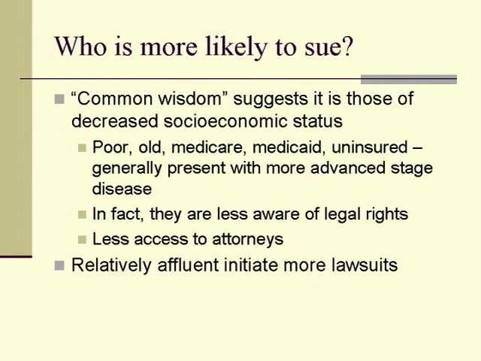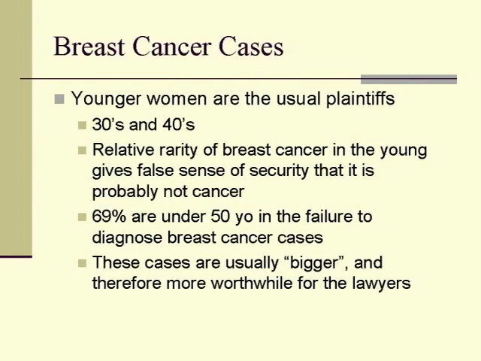Again, in a conversation with a plaintiff's attorney, common wisdom suggests that it's those patients of decreased socioeconomic status, the poor, the Medicare, Medicaid, the uninsured. As we all know, especially here where we're working at Bellevue, they present with more advanced stage disease. But in fact, most of those patients are less aware of their legal rights and have less access to attorneys. So it turns out overall that it's actually the relatively more affluent who initiate most of the lawsuits.